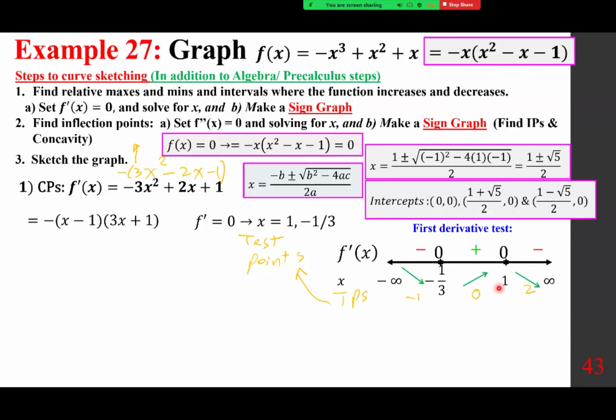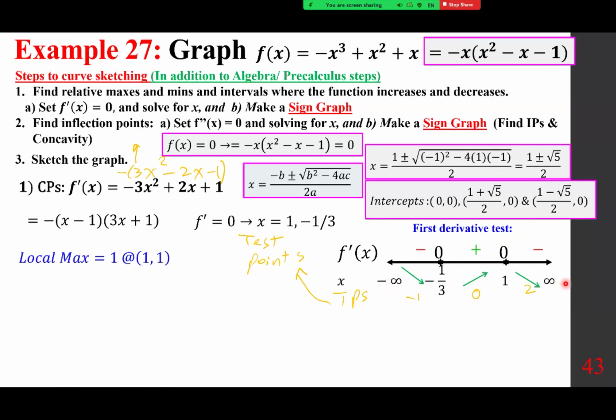And what you have to do is plug in those two values into the original function to find the y coordinate at x equals -1/3 and x equals 1. Also, it's increasing where it says positive. That means from negative 1/3 to 1 is increasing. Here and here is decreasing. That means from negative infinity to negative 1/3, union 1 to infinity.